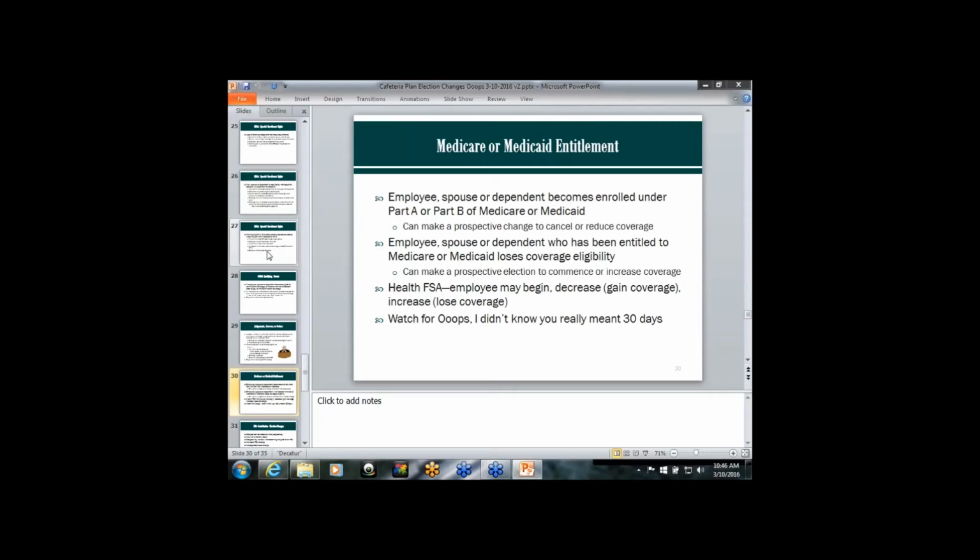Under Medicare or Medicaid entitlement, if the employee, spouse, or dependent becomes enrolled in Part A or Part B, then they have a right to go ahead and make a prospective change, cancel the coverage. And also they'll probably be able to cancel it under the group health plan. If they've been entitled and then for some reason they lose that coverage eligibility, then they can also make an election to go ahead and come on the plan. So they can increase their health FSA also in this situation.